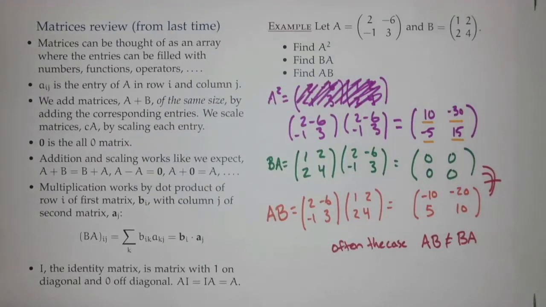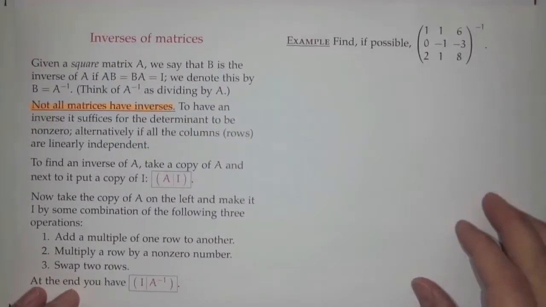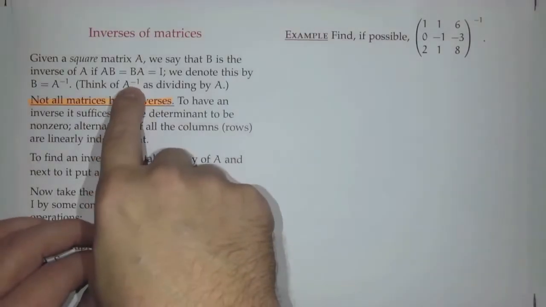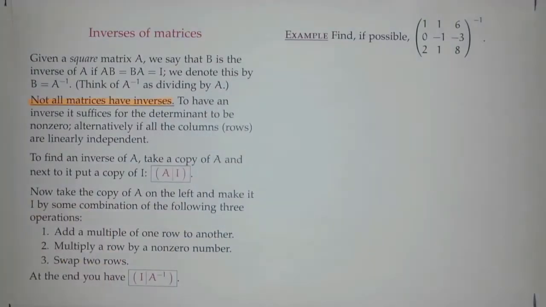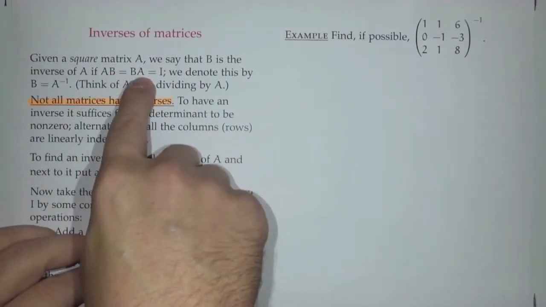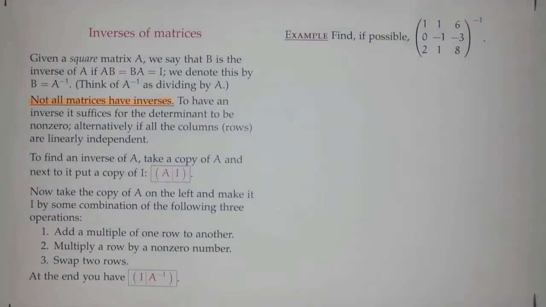All right, any questions about multiplication before we move on? Well, okay. So if we can multiply, what's the next thing we want to do? Divide. And so that's the next subject, which is about inverses. What is that? Well, if we have a matrix, we can think of the inverse of the matrix as something we'll write as A to the minus 1, and we think of it as dividing by A. In particular, we say B is the inverse if A times B equals B times A equals the identity.